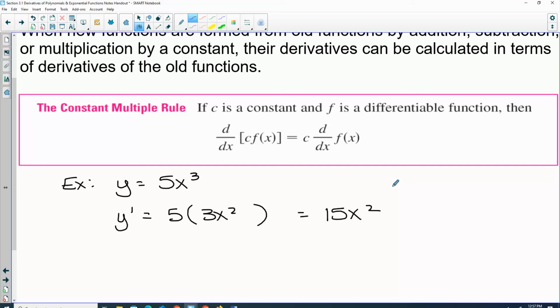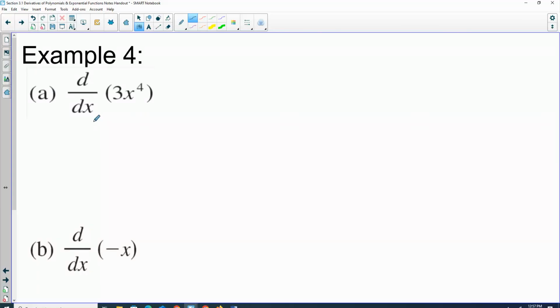Okay. Do you want me to do the proof of it? I've done a couple proofs for you. You guys okay if I skip that part? So let's try it on a few. d over dx, that means find the derivative of 3x to the 4th. So the 3 just stays out in front. What's the derivative of x to the 4th? 4x cubed. So then 3 times 4 gives me 12x cubed.